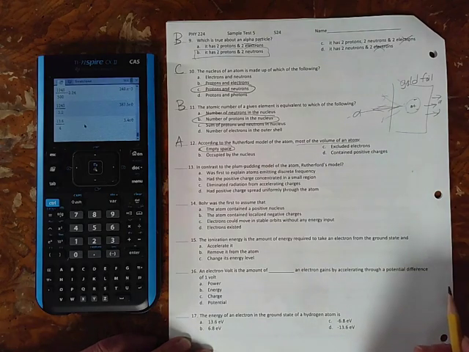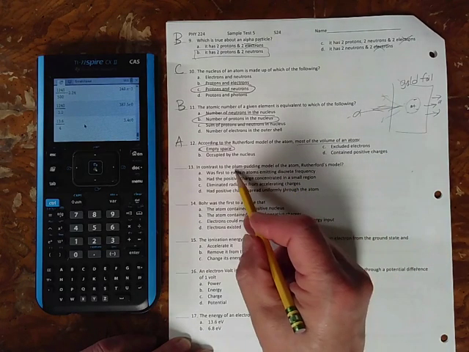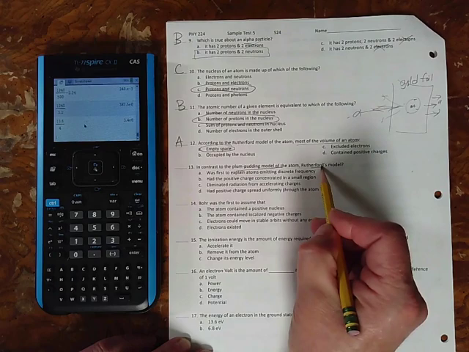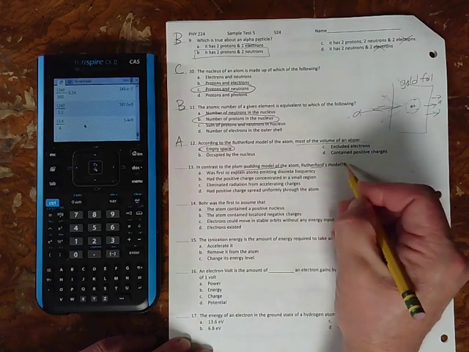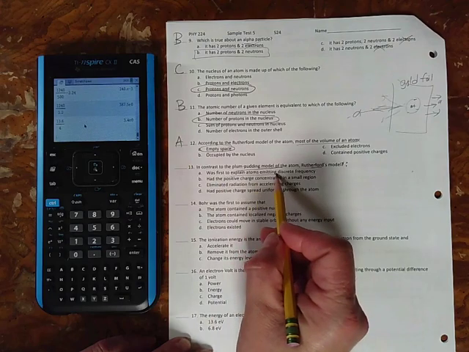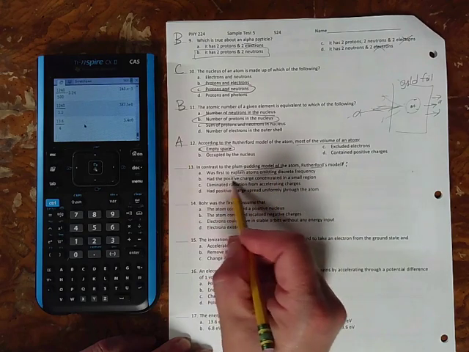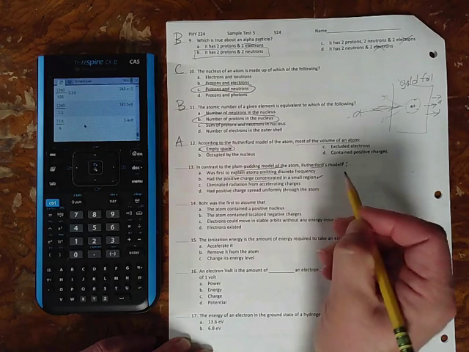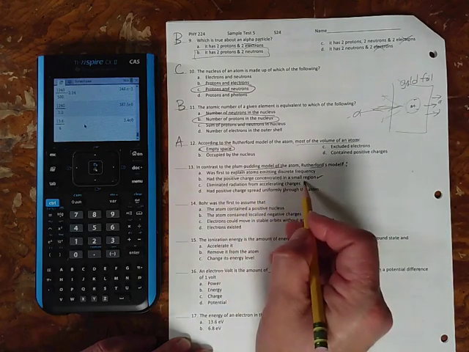Okay. In contrast to the plum pudding model, Rutherford's model was the first to explain atoms emitting frequencies. No. Had a positive charge concentrated in a small region. Yes. Eliminated radiation from accelerating charges. No.